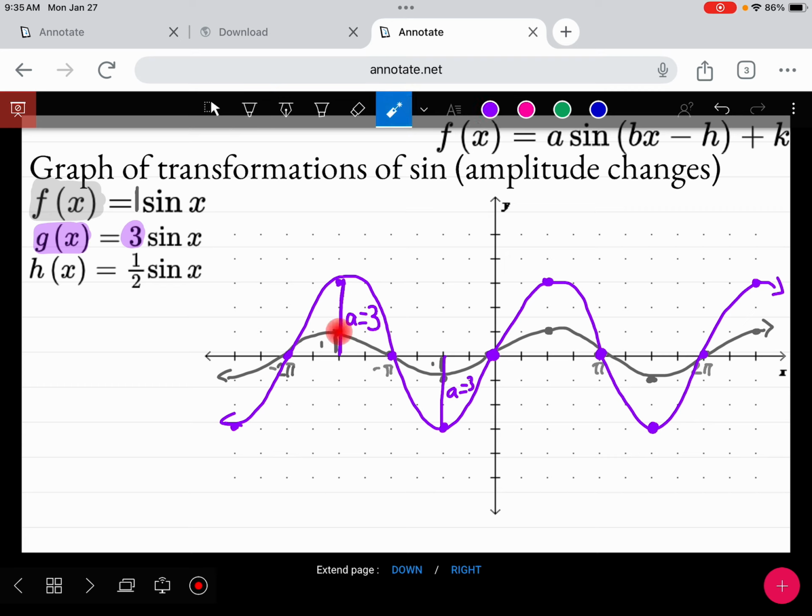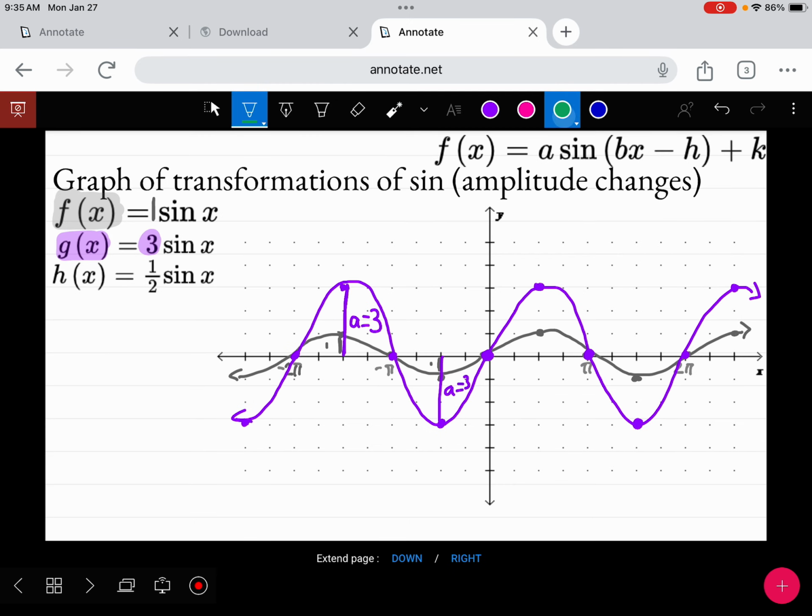So we would still take our 1 times that A. So if we had, theoretical, not doing the whole thing, say, negative 2 sine, I would take my 1 times negative 2. So it would go this way. Okay? We'll see that eventually.